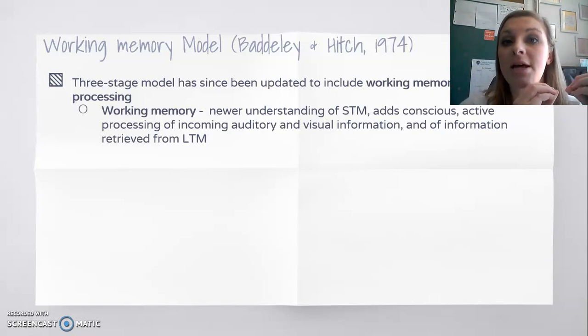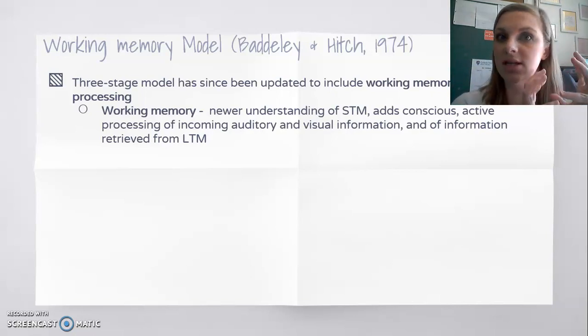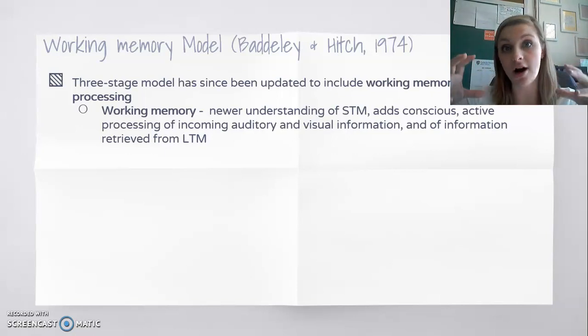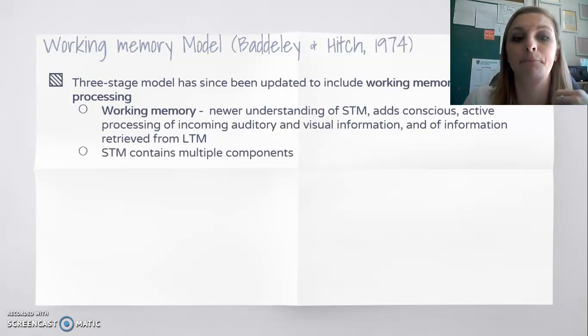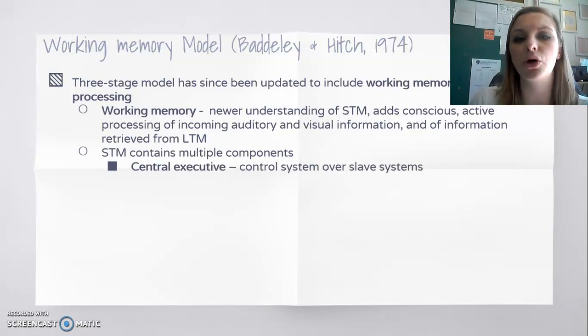The short-term memory model is the idea that it just kind of sits there. We're just paying attention to it. Working memory is the idea that we're processing the information that's in our conscious state right now. This model also said that short-term memory has multiple components.